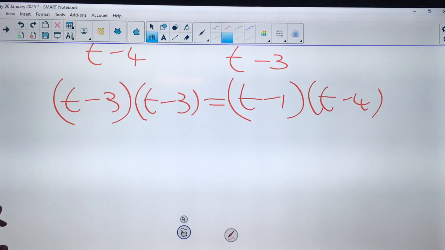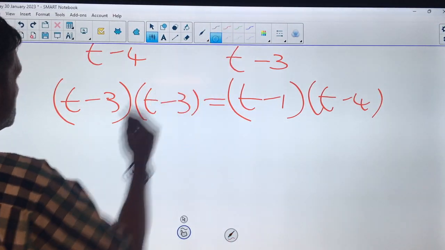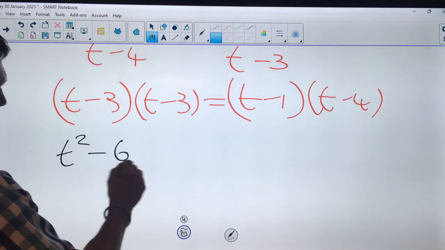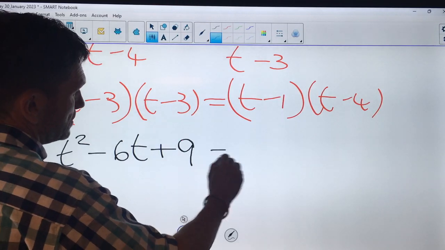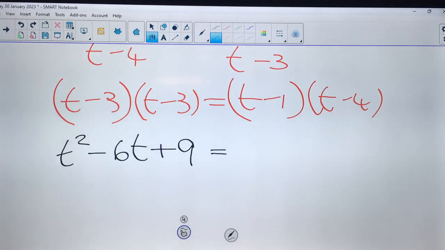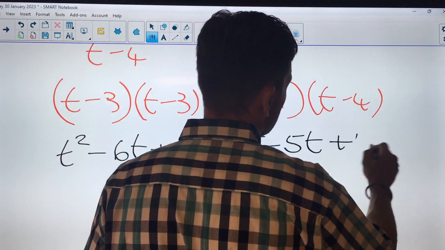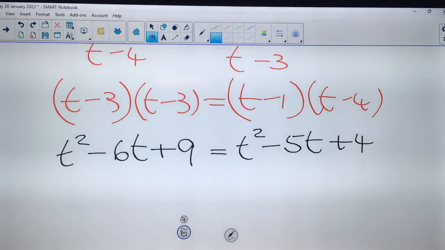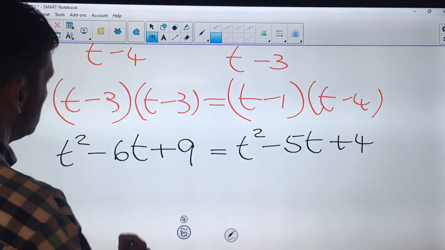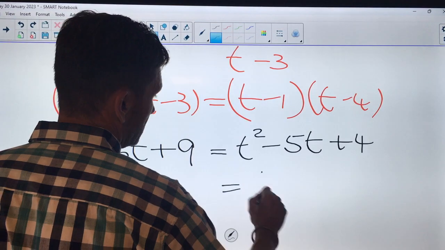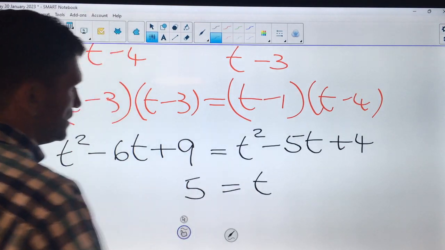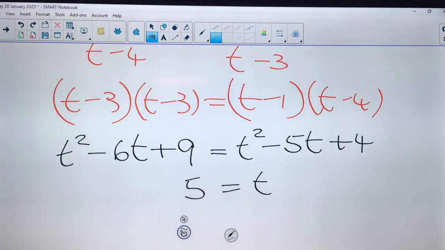Okay, so multiplying this out will give us t squared minus 6t plus 9. On the right hand side, t squared minus 5t plus 4. And if we manipulate this, take that across to that side, and this across to this side, I'll get t equals 5.